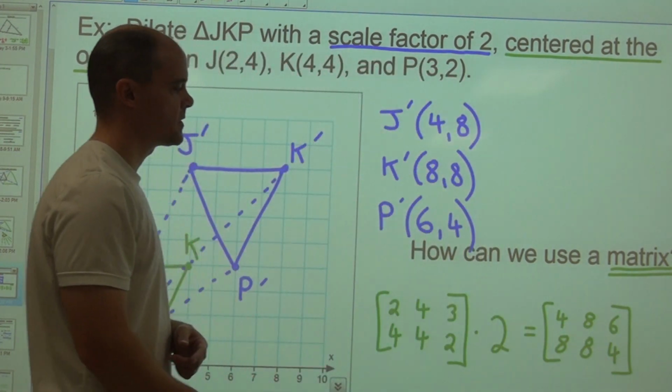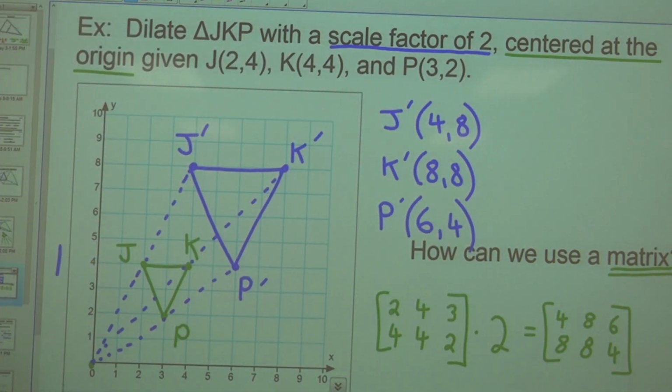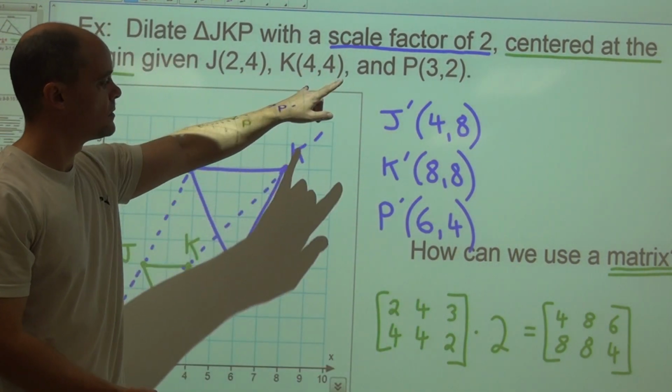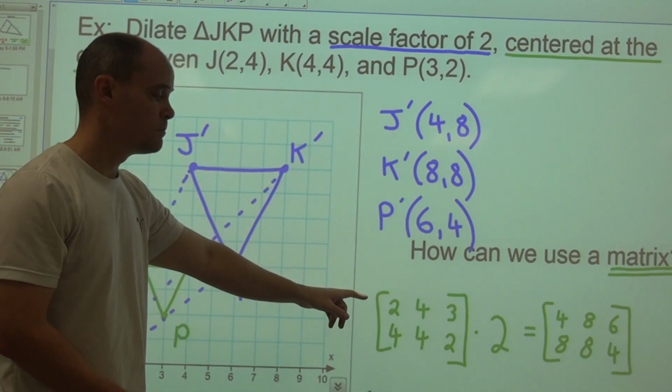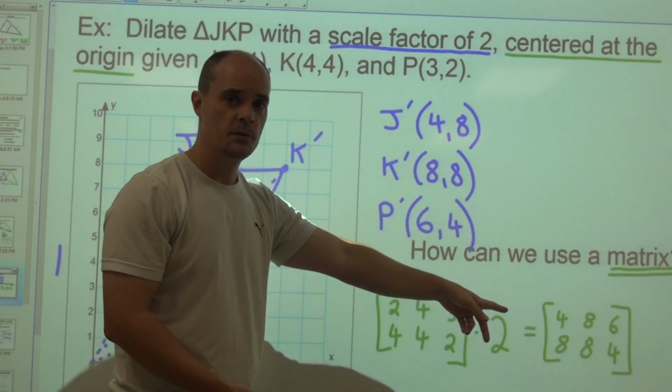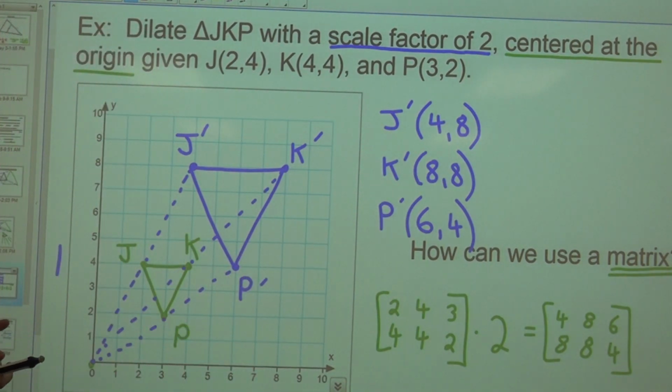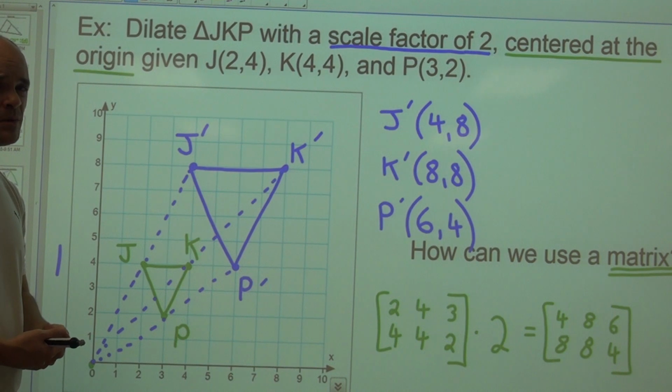as a matrix. If I said perform a dilation with a scale factor of 2 using a matrix, you would put all of your original coordinates into a matrix, you'd multiply by 2, and then you'd write down your new coordinates. That's as simple as it is. This is what a dilation looks like on a graph. Nothing to it. Make sense? Pretty simple?